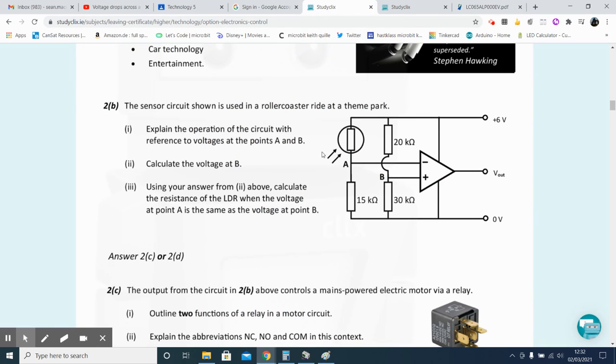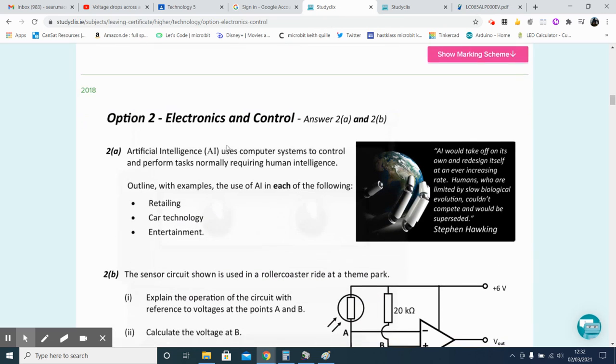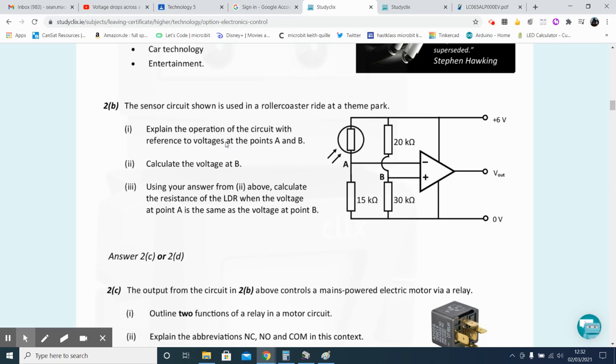Now, the bigger question. For example, 2018, electronics and control, an op amp circuit, we got 2 potential dividers. What is the potential voltage at this point here is what they're asking. In part 2b, calculate the voltage at B. We got a resistor here and a resistor here. We got V in here, and what's V out here?